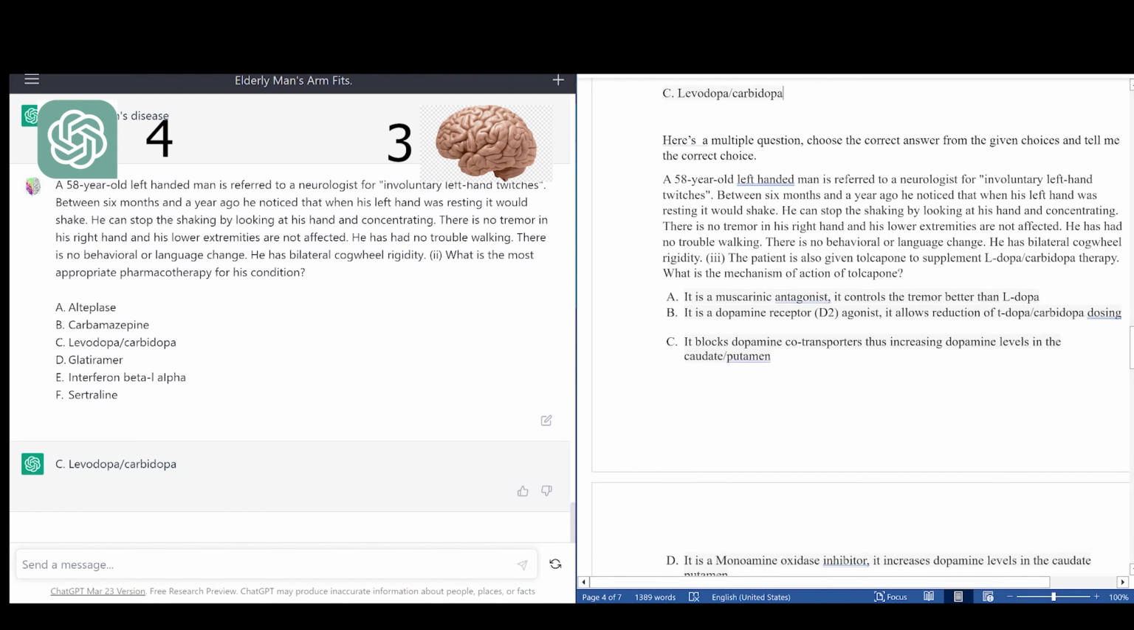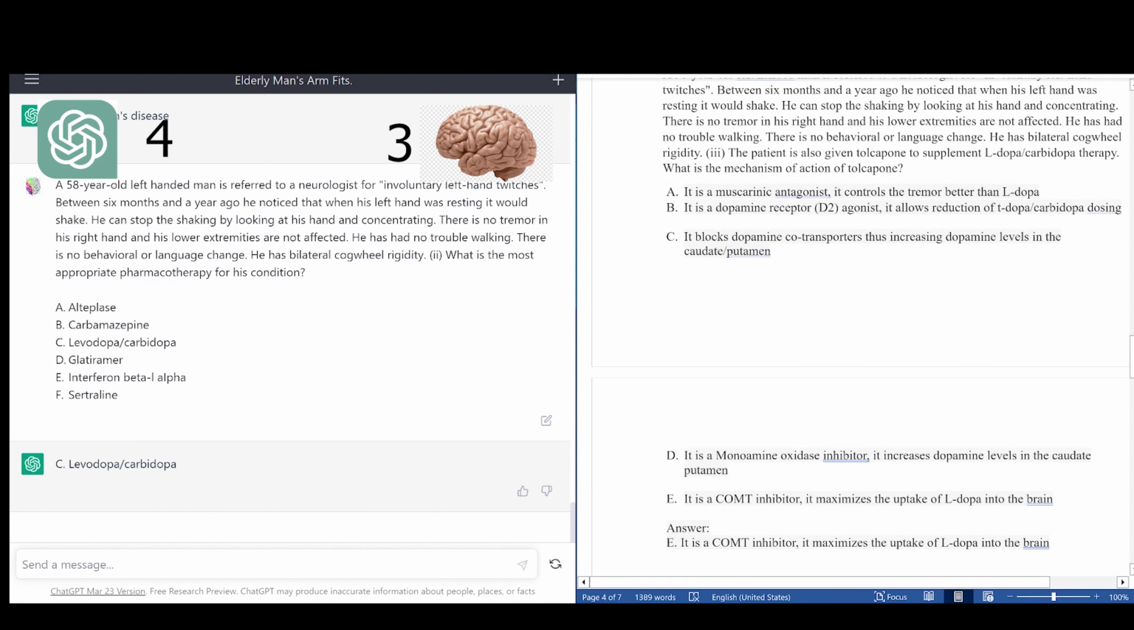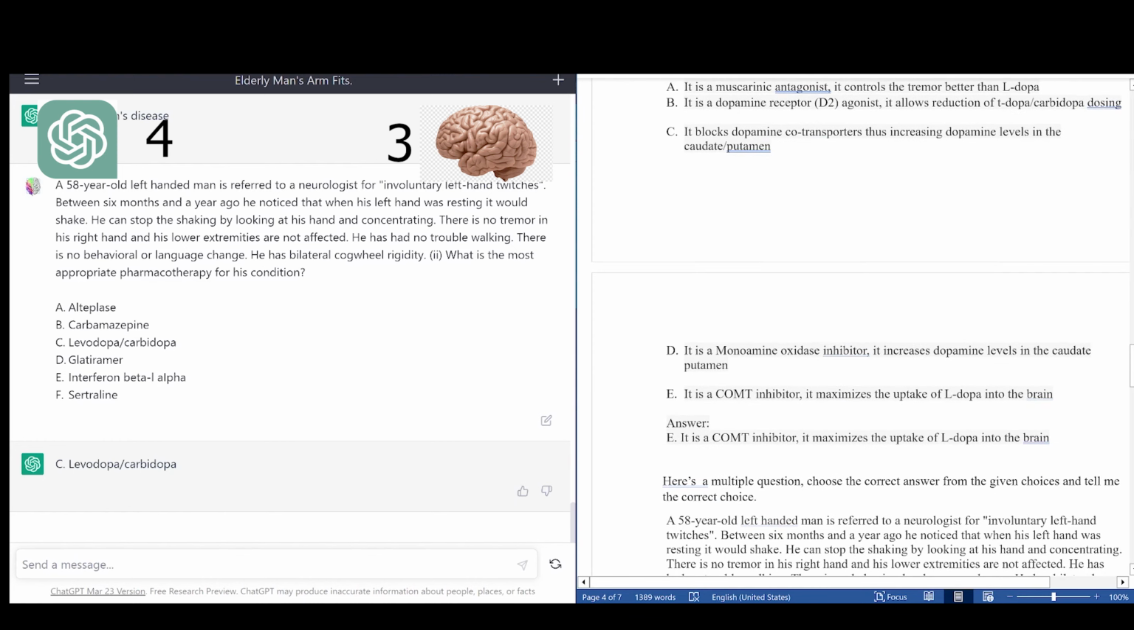It's a muscarinic antagonist. It controls the tremor better than L-Dopa. It is a dopamine receptor agonist. It allows reduction of L-Dopa dosing. It blocks dopamine co-transporters, thus increasing dopamine level in the putamen. It is a monoamine oxidase inhibitor. It increases dopamine level in the caudate putamen. It is a COMT inhibitor. It maximizes the uptake of L-Dopa in the brain.